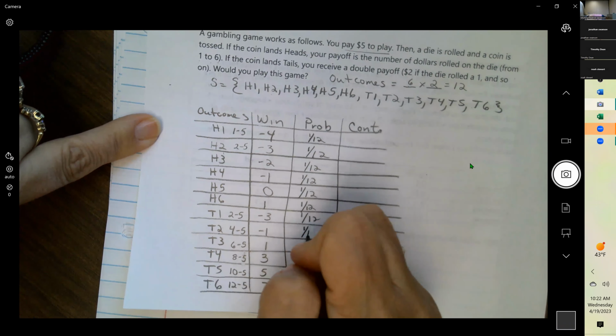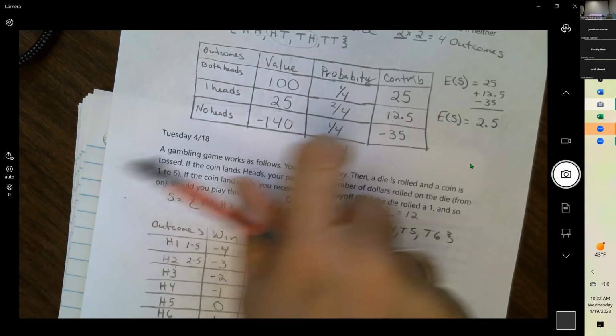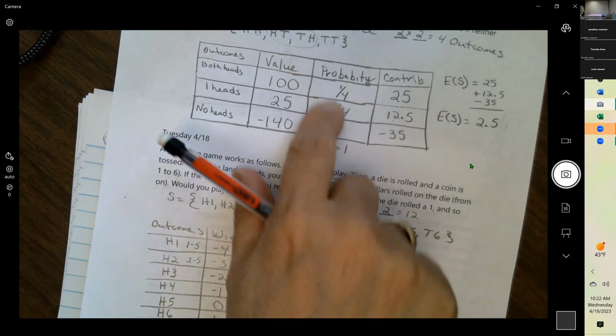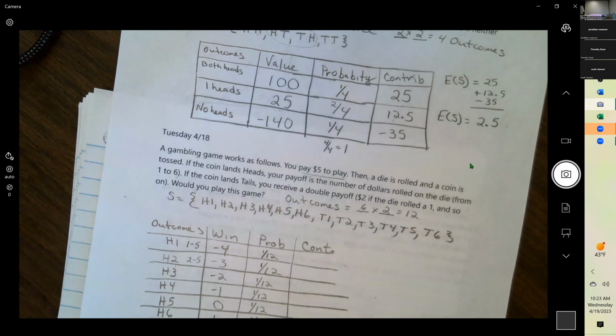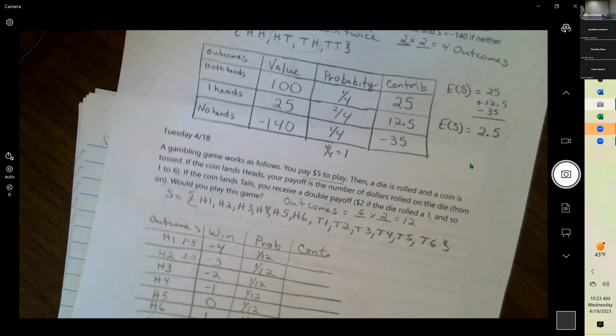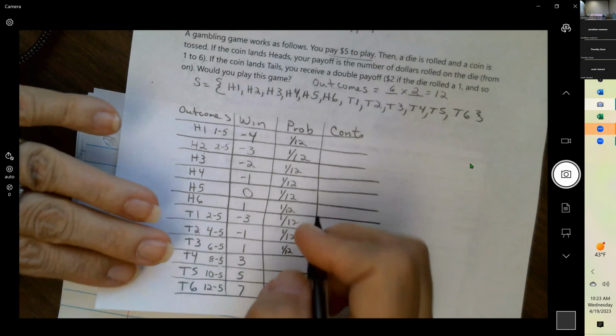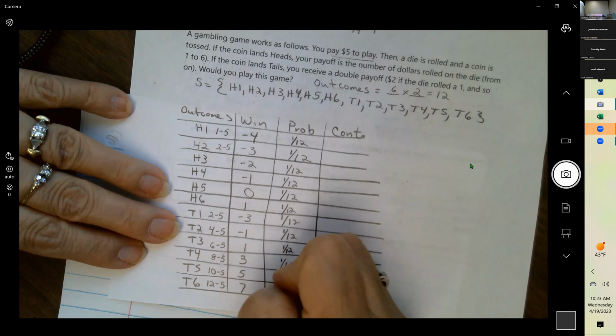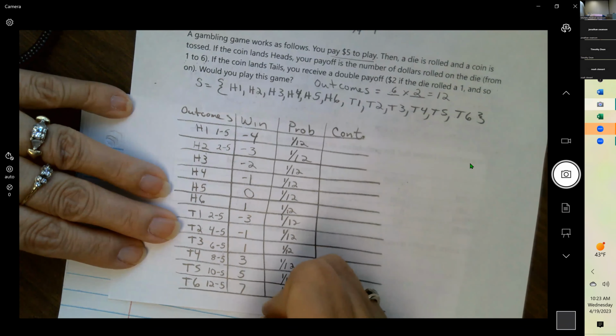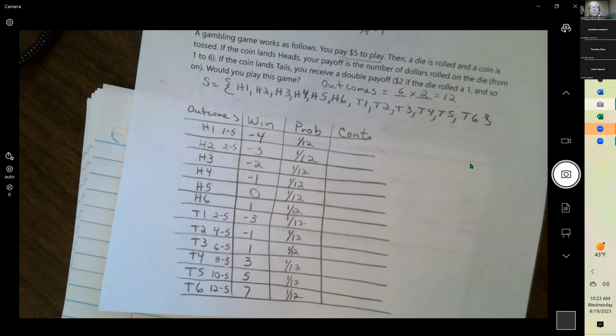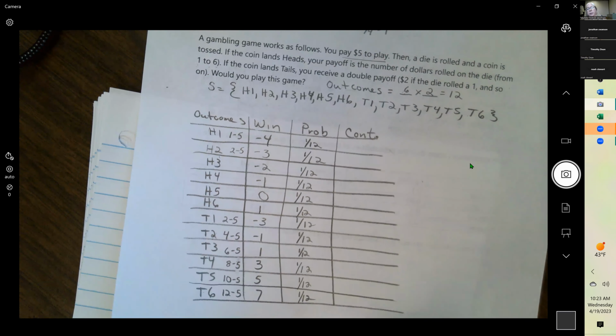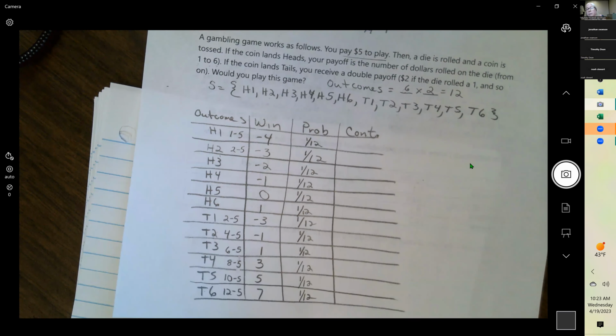On this one, these two were 1/4. This one, we combined a head and a tail and a tail and a head. And that's why it was 2/4, because there was 2 of them. This one, we wrote each separately, so they're all the same probability, 1/12. Contributions, just multiply across.